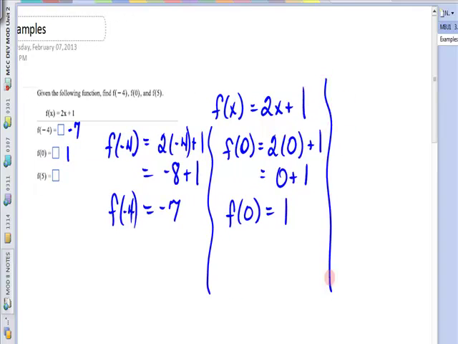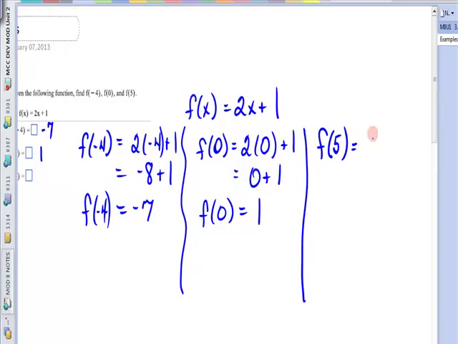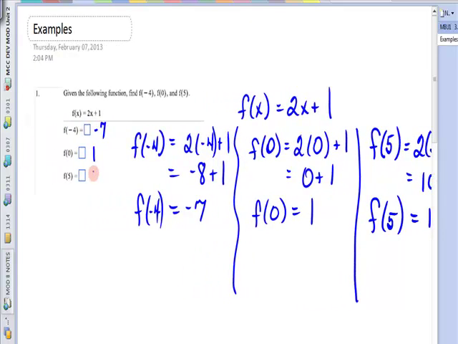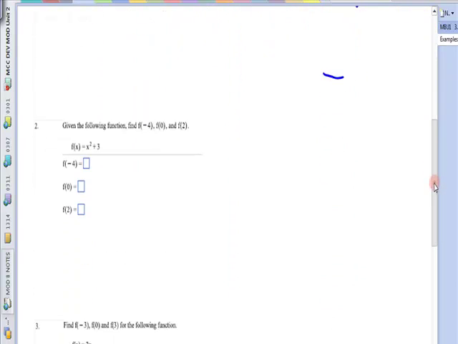All right, the last one it asks us to do, it says find f of 5. All right, f of 5 is going to be 2 times 5 plus 1. That's 10 plus 1, which is 11. f of 5 is 11. So the number in the f parentheses is the x. The answer you get is the y. So this is substitute in and simplify. Let's look at number 2.